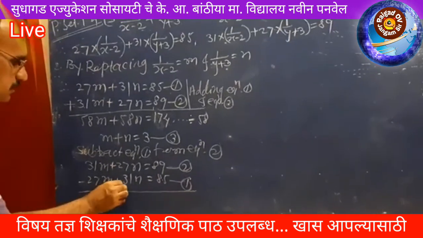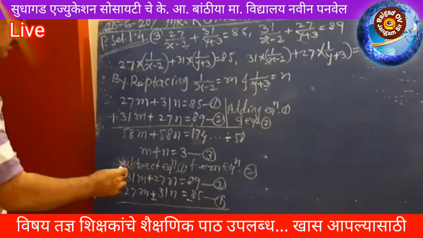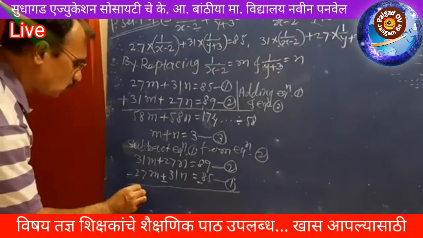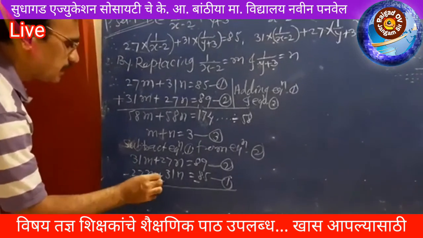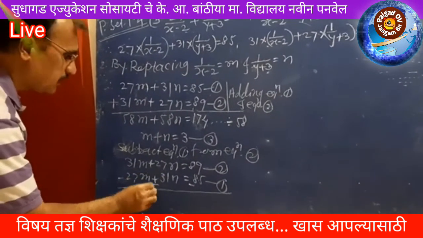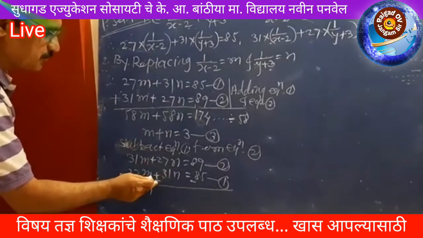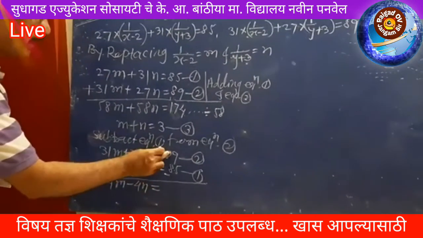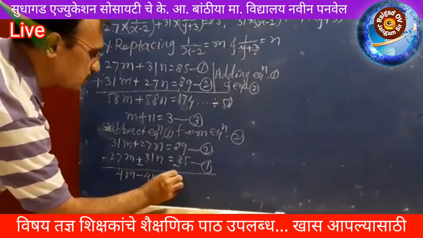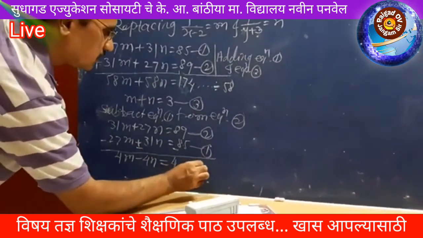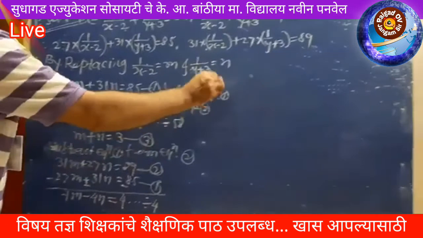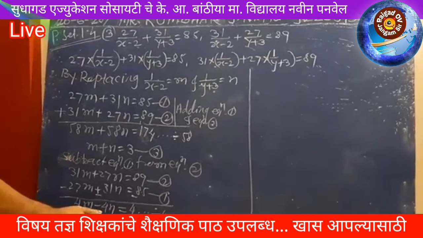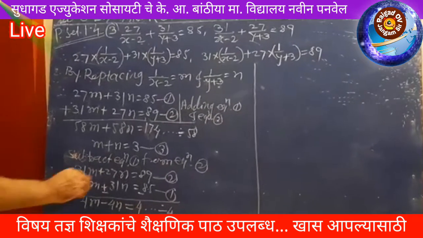Plus becomes minus, and plus becomes minus. 31 minus 27, that is 4, means 4m. Here 27 minus 31, subtract the smaller number from the bigger number and the sign of the bigger number is minus. Here is minus 4n is equal to 89 minus 85, that is also 4. Divide both sides by 4, we get m minus n is equal to 1.